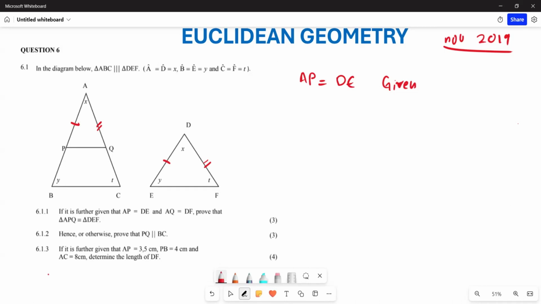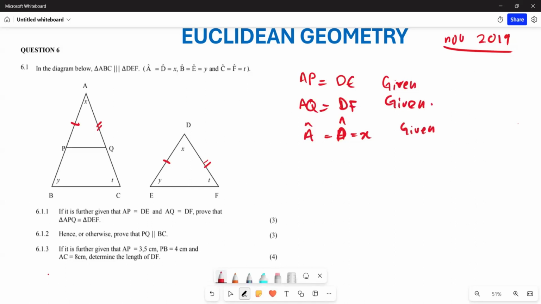You are also going to say AQ is equal to DF, and this is also given. And what is the reason that both of these are given? Then, if you look at angle A, it is equal to angle D. Can you see that both of them are equal to x, and it's also given?